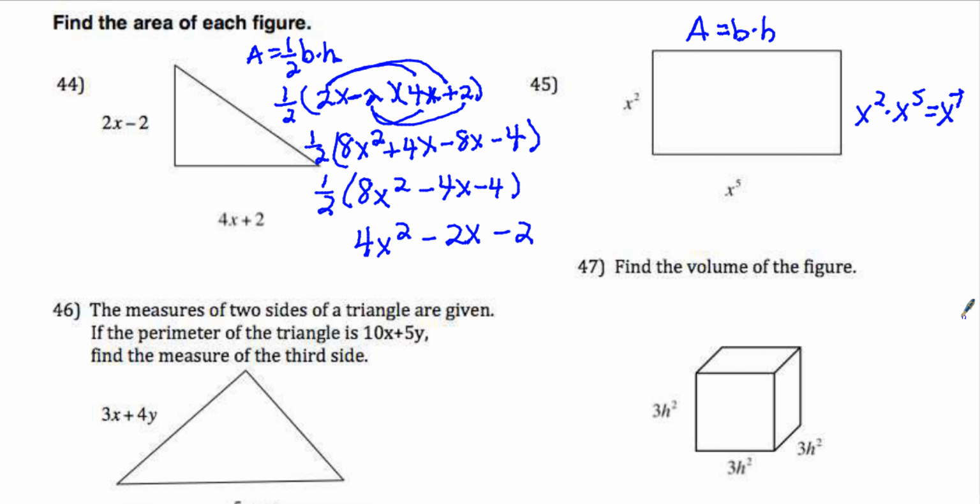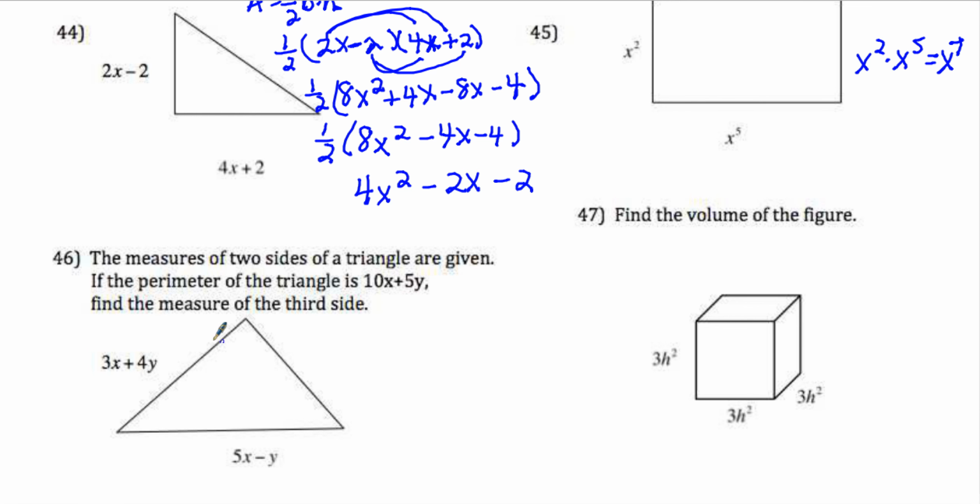Okay. The last one down here, it's kind of hard to see. Let's see if I can get down there. The measures of two sides of the triangle are given. If the total perimeter is 10x plus 5y, find the measure of the third side. So I'm just going to take the total and subtract these off. So I'm going to get 10x plus 5y minus the quantity 3x plus 4y and plus 5x minus y. All I did was add those two together. I just combined them.